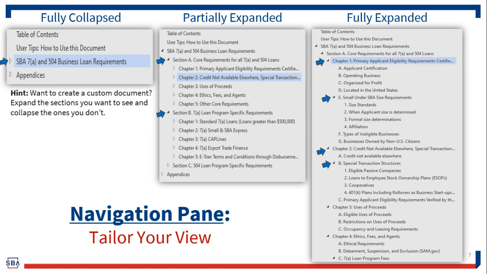Want to create a custom document that allows you to only see what you want to see and hide what you don't? You can tailor what you see by clicking the triangle at the left of the line to expand or collapse the view. Here you can see what the navigation pane looks like, fully collapsed, partially expanded, and fully expanded. In the partially expanded view, it will show just sections and chapters. In the fully expanded view, you can see the sections, chapters, and paragraphs.